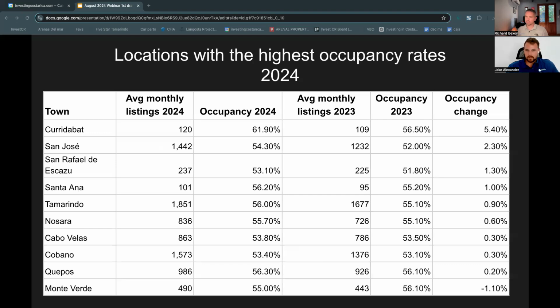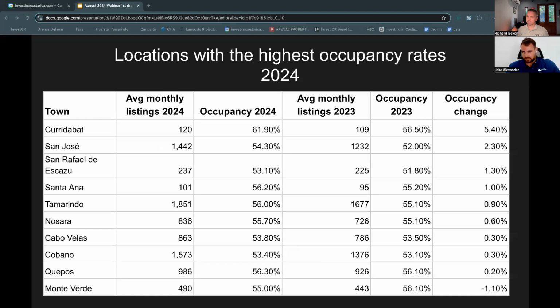Yeah. And I think the other interesting thing when looking at this data is the slight decrease in Monteverde with the occupancy, which maybe just means that the new properties coming on the market aren't as appealing, but it's still only 1%. Is that seasonality? Is it new properties? I think it's really hard to pin down exactly what it is, and it's not a really significant number.